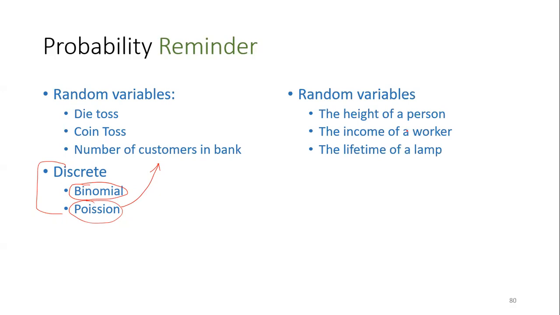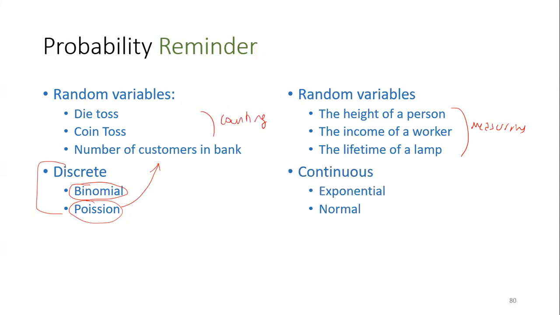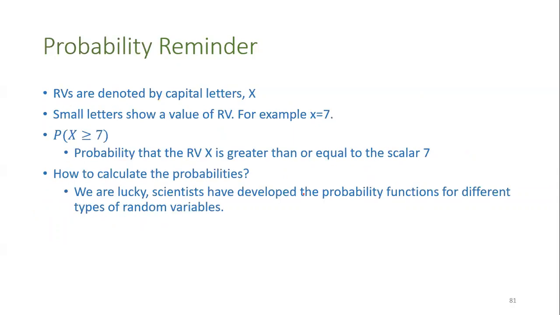The random variables like the height of a person or the income of a worker or the lifetime of a lamp, these refer to measuring, right? Measuring. So this is for counting. And these random variables are modeled by the continuous random variables, like exponential random variables or normal random variables. Well, normal random variables are extremely important, and the whole notion of statistics is based on normality.